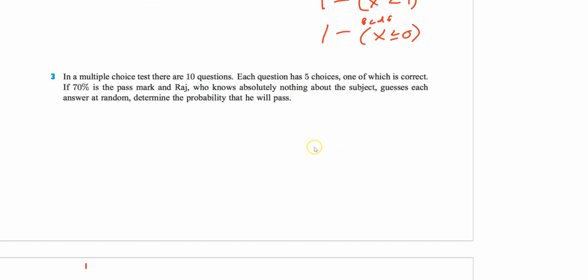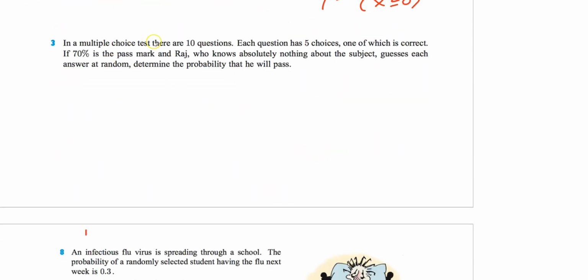Now, sometimes it might try to be a little tricky, like this one. In a multiple choice test, there are 10 questions. Each question has 5 choices, one of which is correct. If 70% is a pass mark, and Raj, who knows absolutely nothing about the test, that's all my students, guesses each answer at random, determine the probability that he will pass.